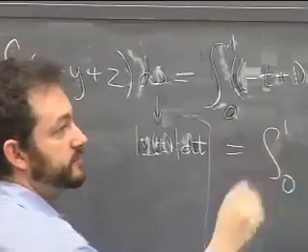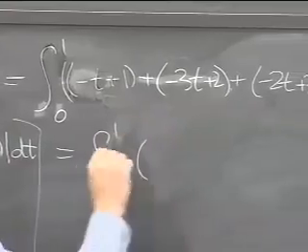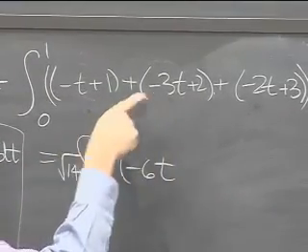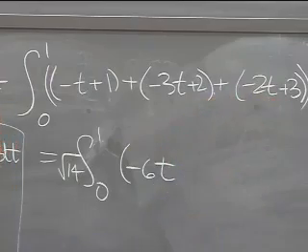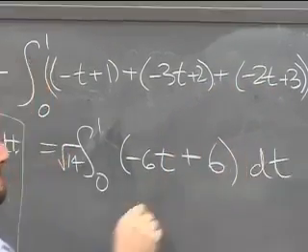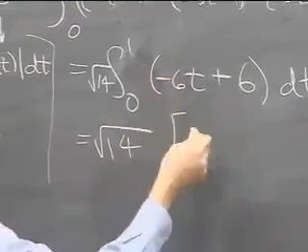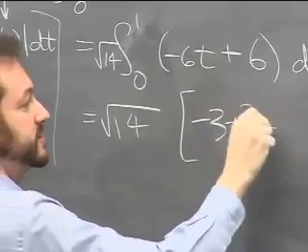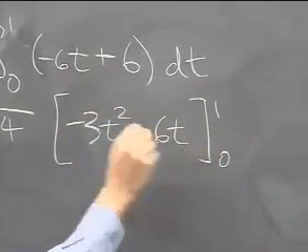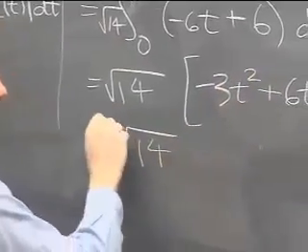And now the thing becomes a piece of cake. We have minus 6t. Root 14 is a constant, so I'll pull it out. I have minus 6t. I have 1 plus 2 plus 3. That's the 1, 2, 3. So the integral of minus 6t is minus 3t squared. Go between 0 and 1. And this just works out as 3 root 14.